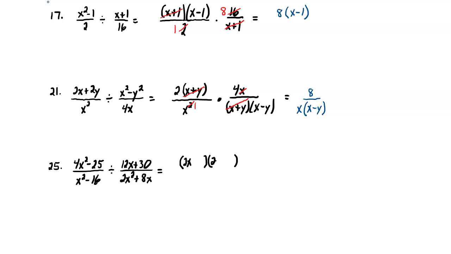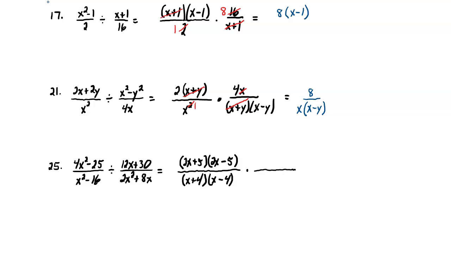2x times 2x is the 4x squared, and plus 5 times minus 5 is the negative 25. Down in the bottom, x squared minus 16 is a difference of squares. 2 sets of parentheses. X times x is x squared, and a plus 4 and a minus 4 multiply to make negative 16. Now change to multiply.